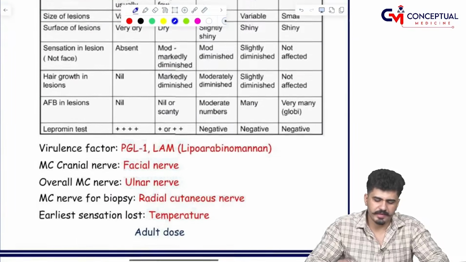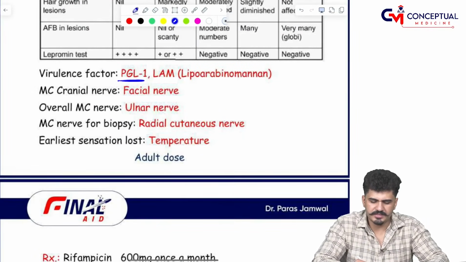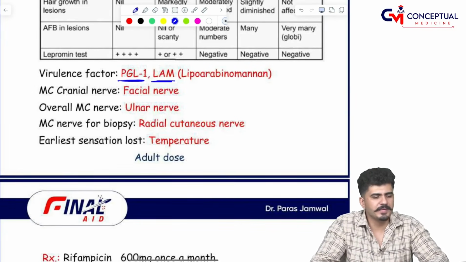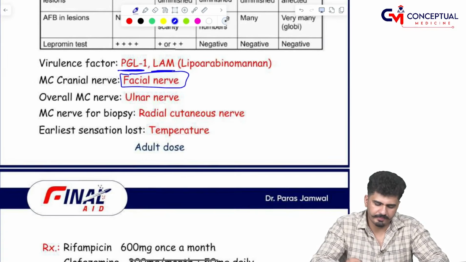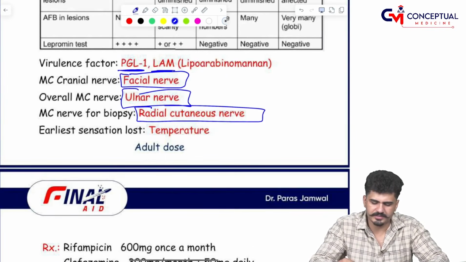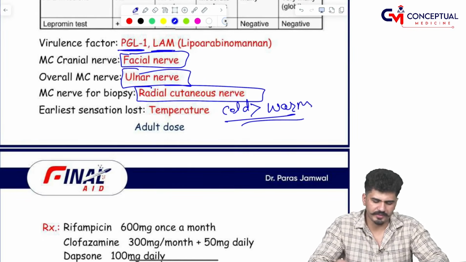The leprosy virulence factor is PGL-1 and LAM. The most common cranial nerve involved is the facial nerve. Overall, the most common nerve is the ulnar nerve. The most common nerve for biopsy is the radial cutaneous nerve. And in temperature loss, cold is lost earlier, more commonly than warm, my dear friends.